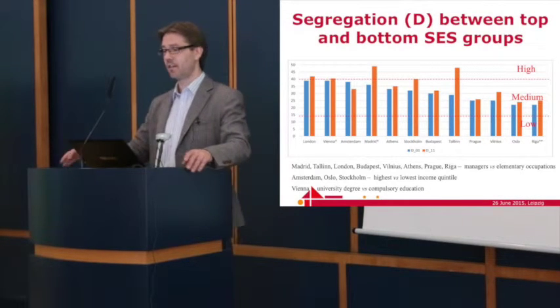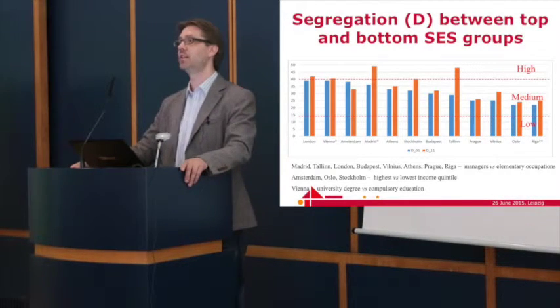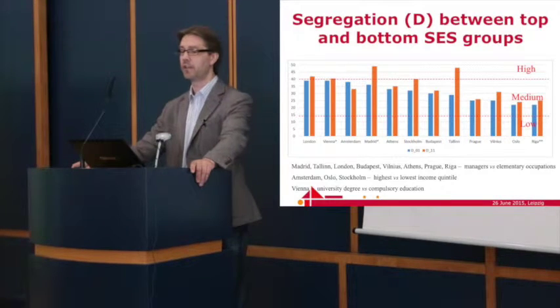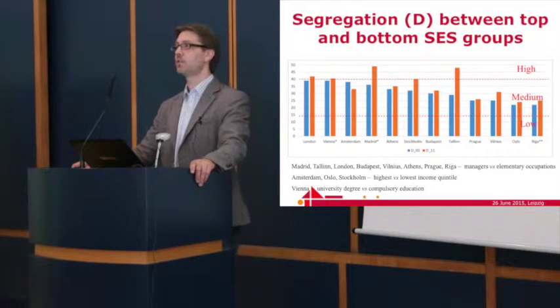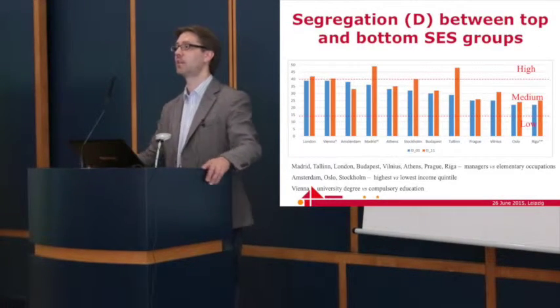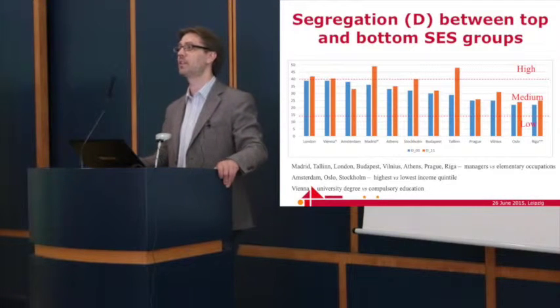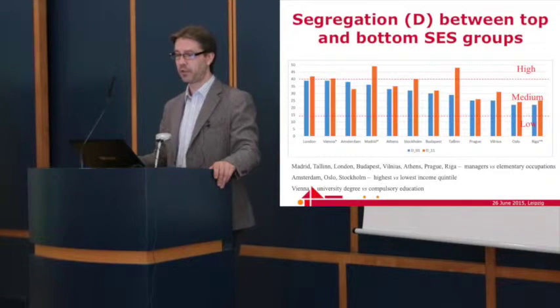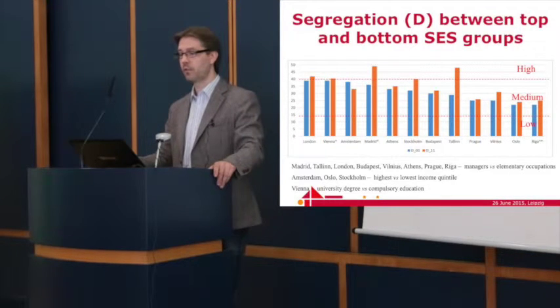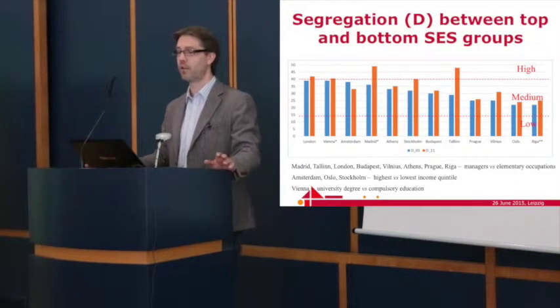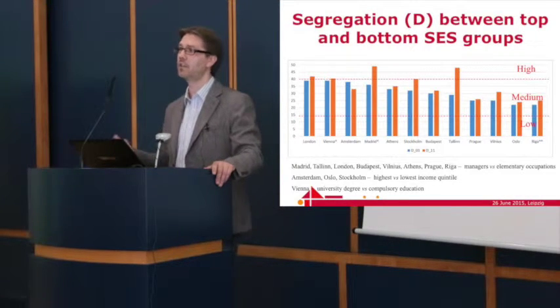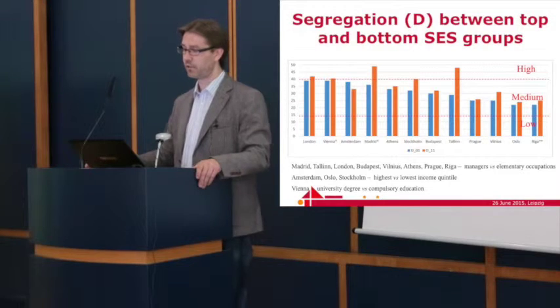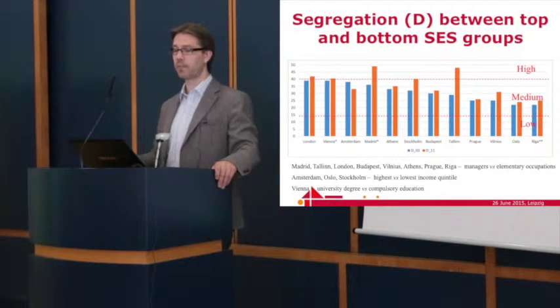So what are the main results and main findings from our comparative research? Let us first focus on the blue bars on the graph that show us the spatial distance between the bottom and top group in the year 2000. First of all, we see that all the European cities fall into the medium categories, so there is no city with really high levels of segregation, nor any cities with really low levels of segregation.